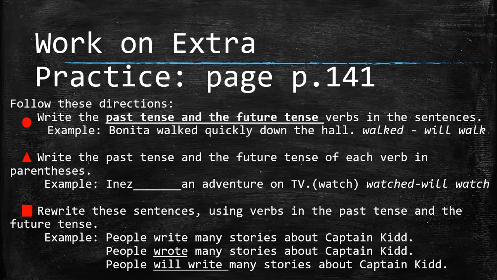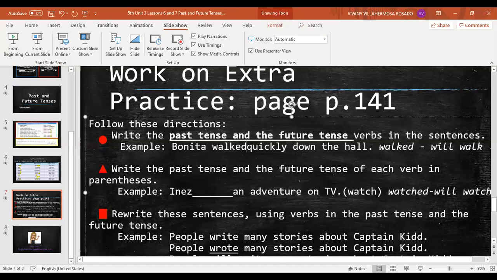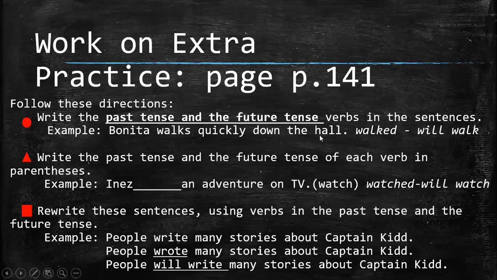In the circle part, you are going to write the past tense and the future tense of the verbs in the sentences. So for example, Bonita walked, and I made a mistake here, it should be walk. Bonita walks quickly, here we go, apologize. Bonita walks quickly down the hall. And then it says that you're going to write the past tense and the future tense verbs in these sentences.